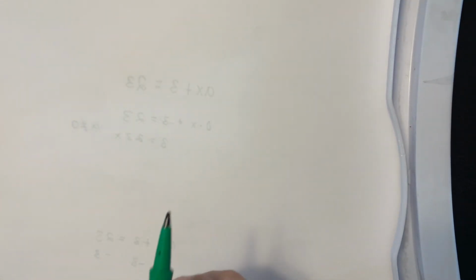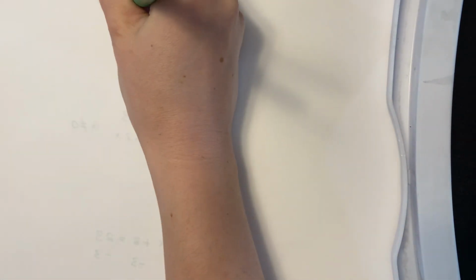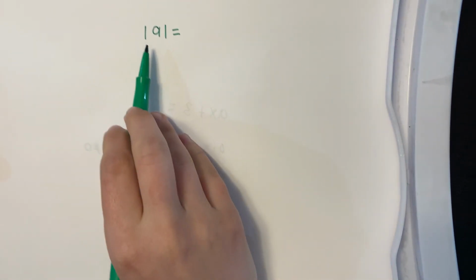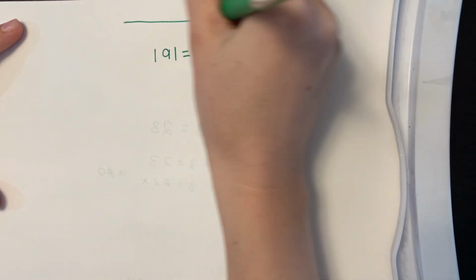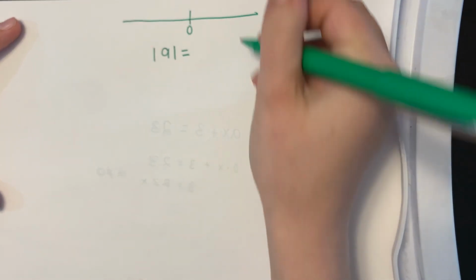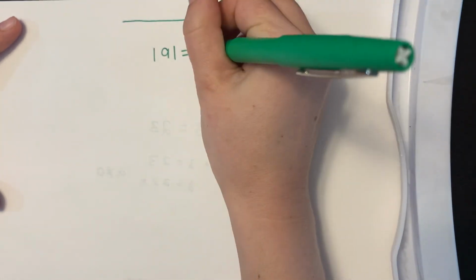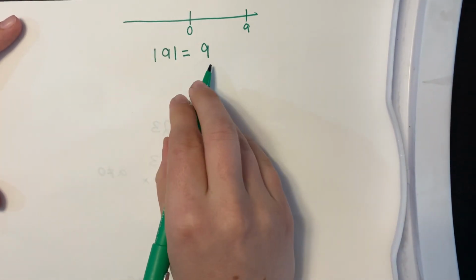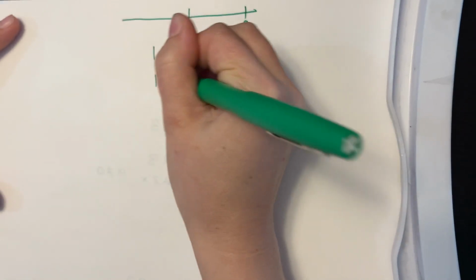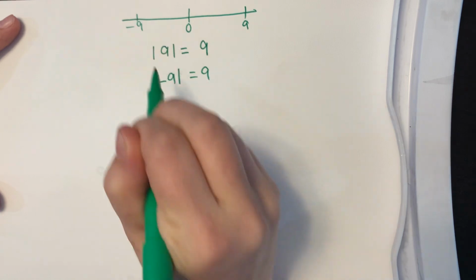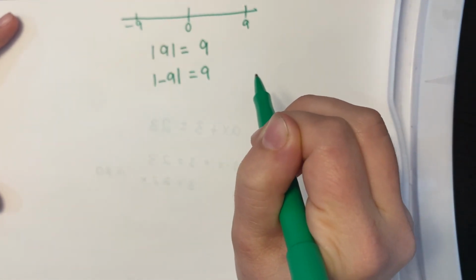Okay, real quick, I just want to talk about absolute value problems because that's something we're going to look at in section 1.4. So as you guys remember, when we're finding the absolute value of a number like 9, we want to look at how far away from 0 that number is. So 9 is 9 places away from 0. So the absolute value of 9 is 9. The absolute value of -9 would also be 9, because -9 is also 9 away from 0.